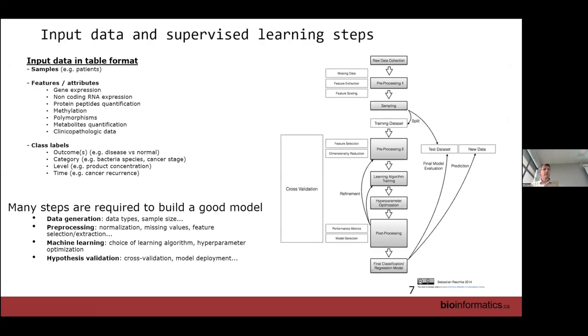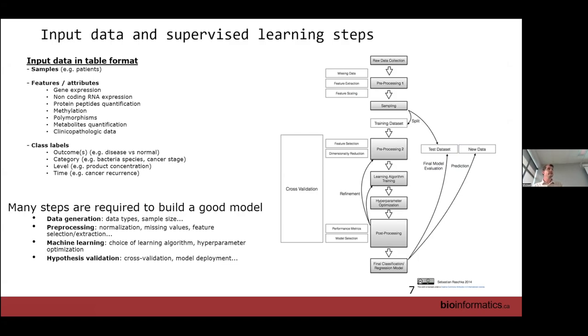So how is your input? What do you feed in the model? You can imagine a simple data table format. Your first column could be your patient label, and then you have a long list of information. It can be your protein, peptide quantification, of course, but you can add everything you want: gene expression, polymorphisms, and even clinical pathological data or any metadata you have.